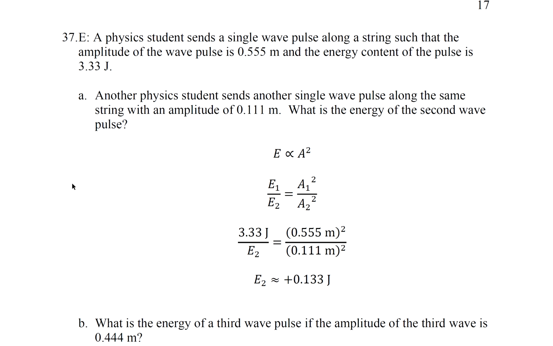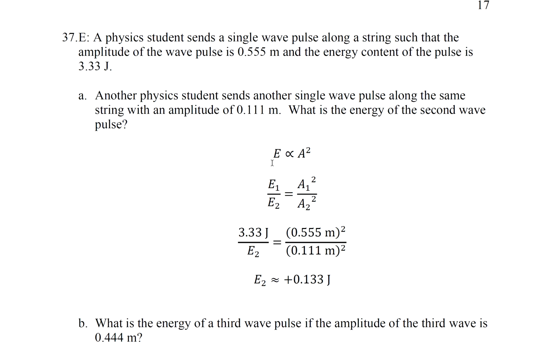Question 37. A physics student sends a single wave pulse along a string such that the amplitude of the wave pulse is 0.555 meters and the energy content of the pulse is 3.33 joules. Part A. Another physics student sends another single wave pulse along the same string with an amplitude of 0.111 meters. What is the energy of the second wave pulse?